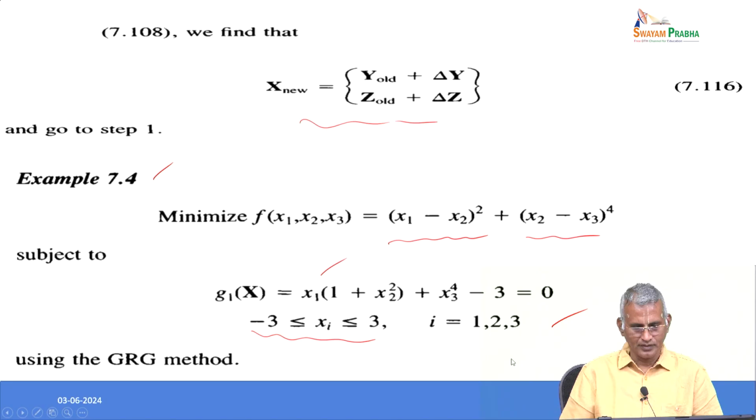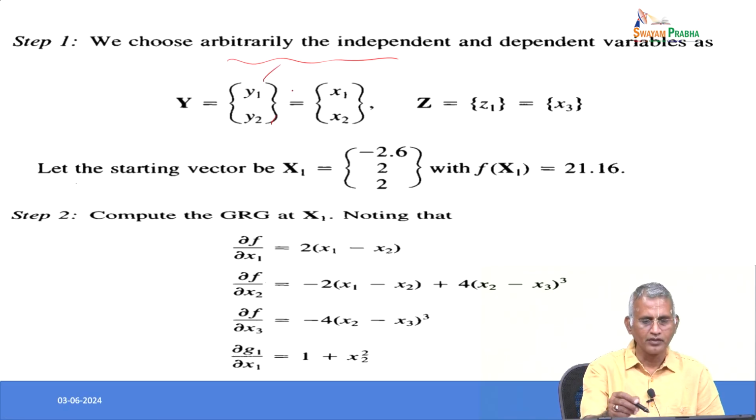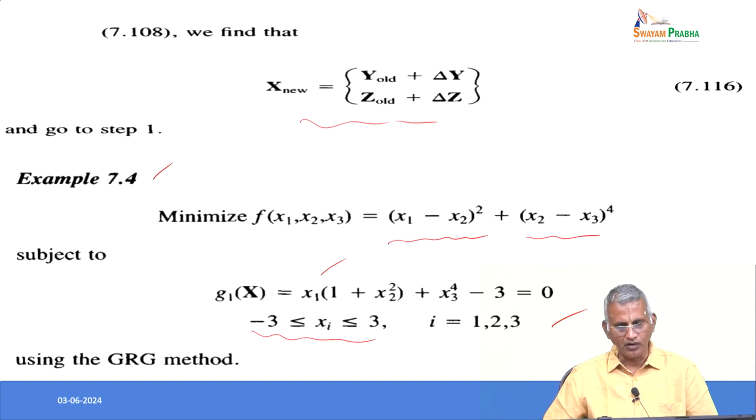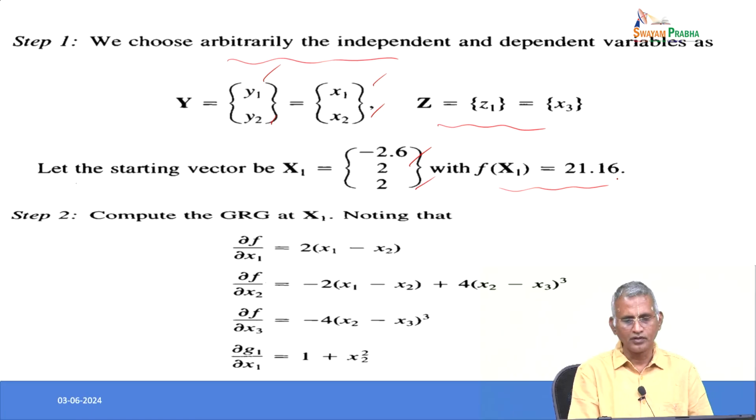Okay. So, let us go with, arbitrarily, the independent and dependent variables as y equal to y1, y2 corresponding to x1, x2, and z equal to z1, which is equal to x3. So, let the starting vector x1 equal to, according to the problem, 2.6, minus 2.6, 2, 2, with f of x1 equal to 21.16.